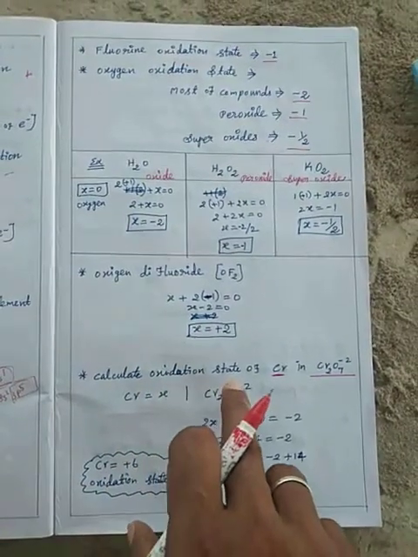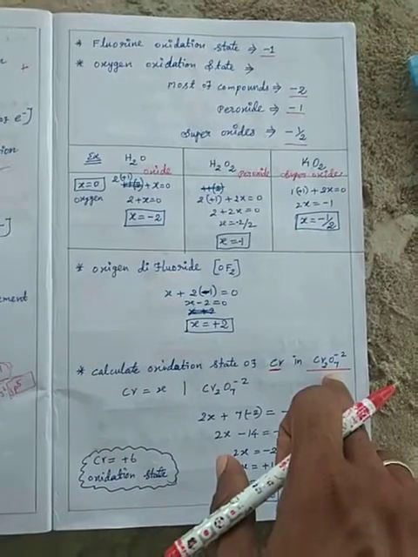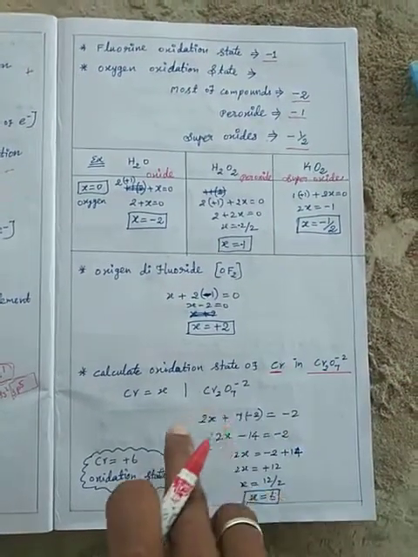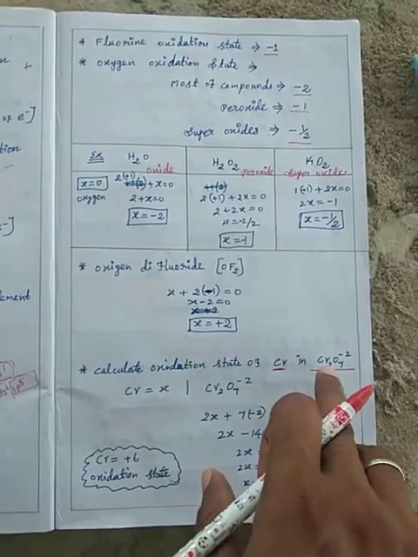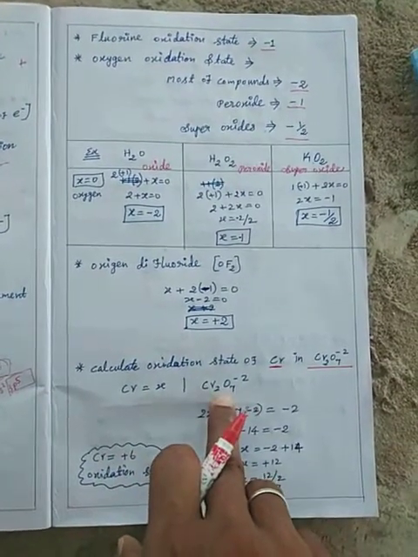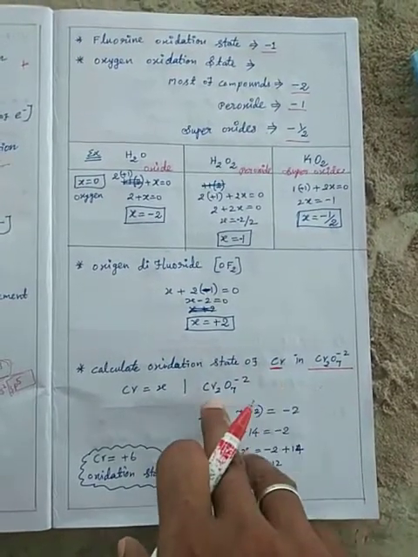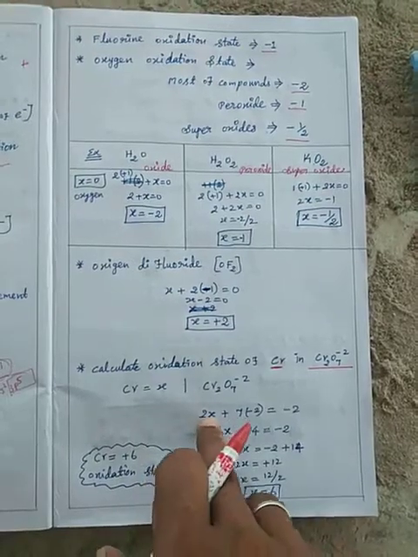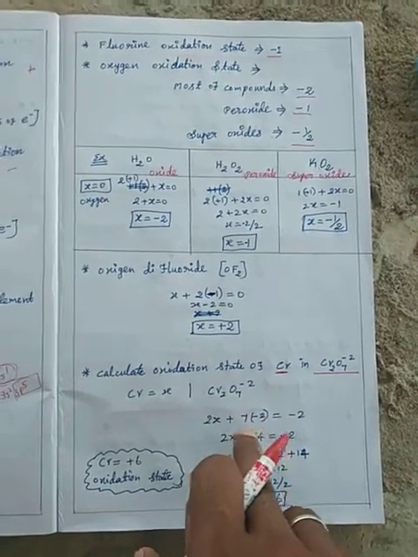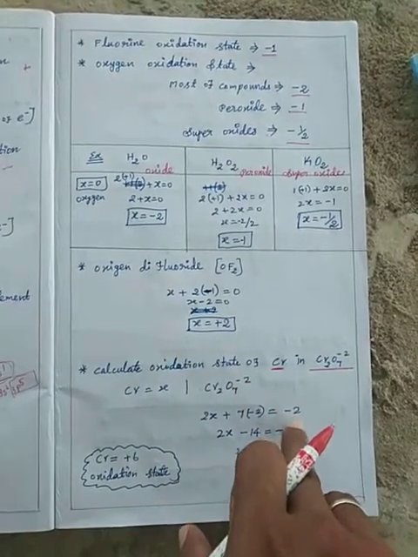Calculating the oxidation state of a metal, chromium, for example in the complex Cr2O7 with a charge of minus 2. So the chromium oxidation state will be calculated. Let Cr equal X, given the formula Cr2O7 minus 2. So 2 times X, 7 times the oxidation state of oxygen, the sum for the compound equals the charge, minus 2.